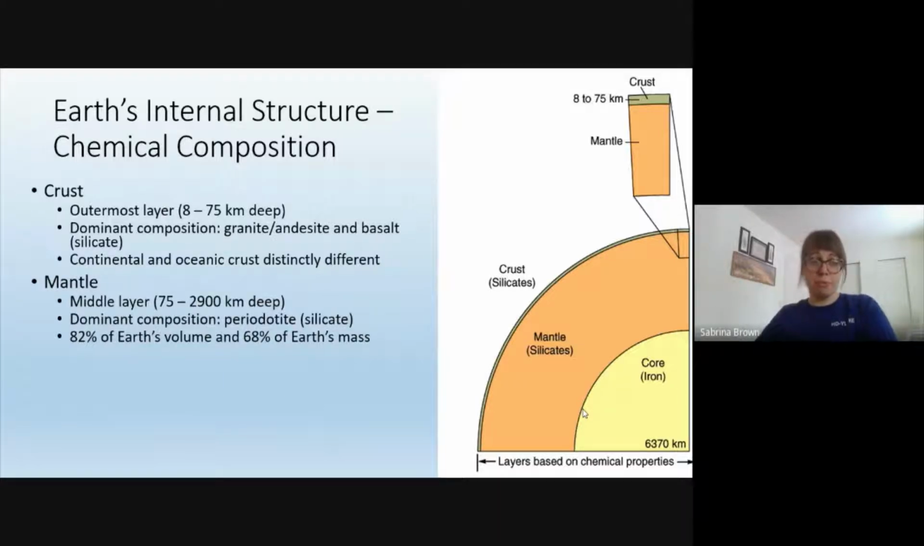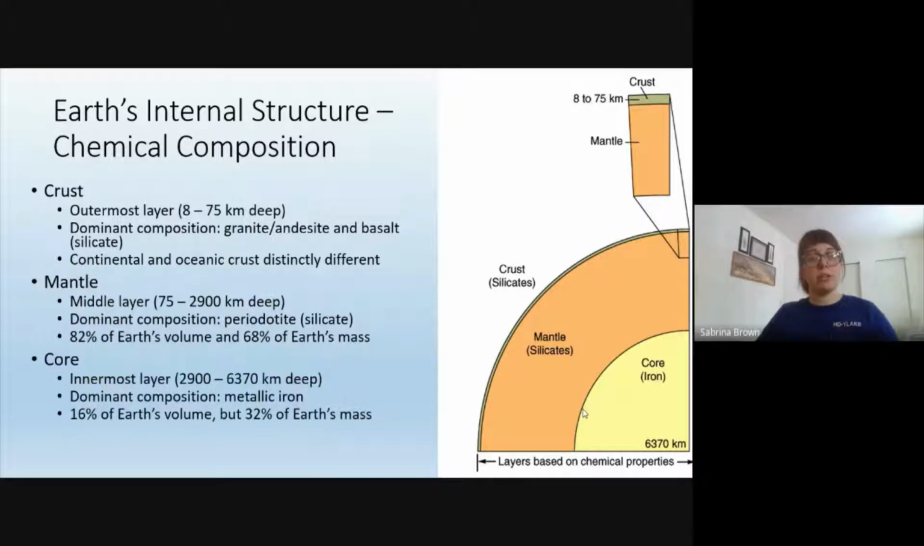So the cool thing about the mantle is that it's basically the largest portion of the earth, both in volume and in mass. So the crust is, right, this thin outermost layer. The majority of the earth is the central mantle.